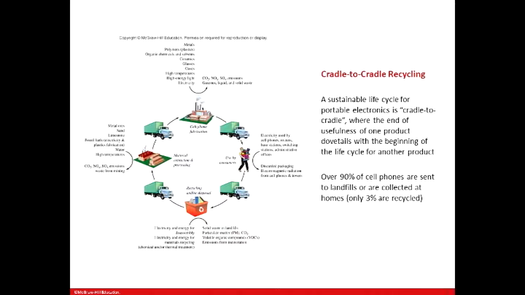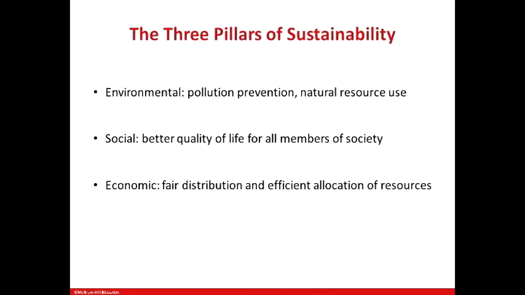So that brings us to this slide, what's called the three pillars of sustainability, which is a very, very important slide. You want to memorize this exactly how it is. It always shows up on any of my exams. Environmental, one of the areas of environmental involves pollution prevention and natural resource use. When we think about environment, pollution prevention and natural resource use is very, very important. So we have to consider how what we're doing affects the environment, and what impact we're having on the environment. And then you have the social aspect of it. The social aspect is better quality of life for all members of society.